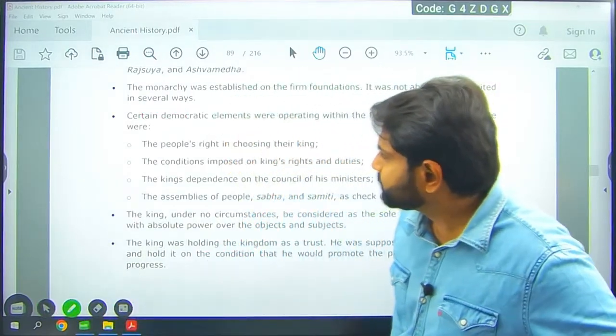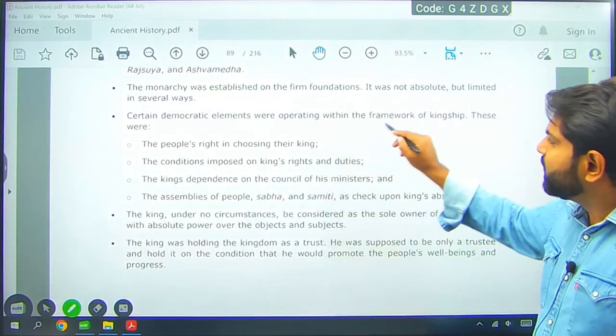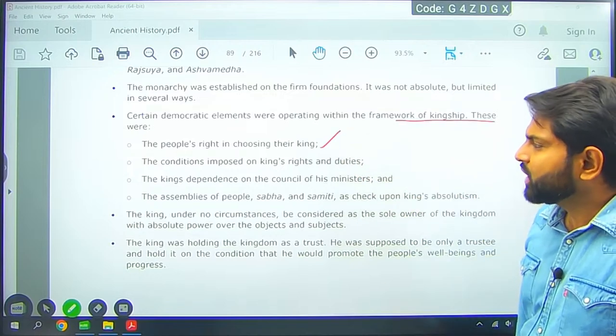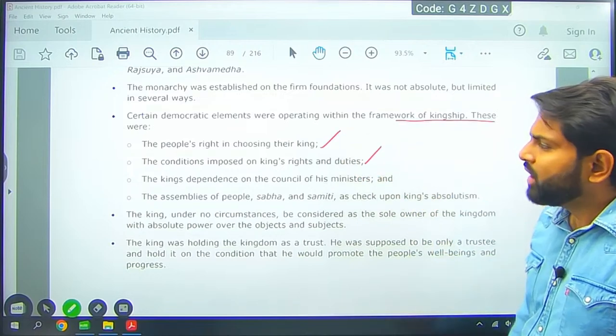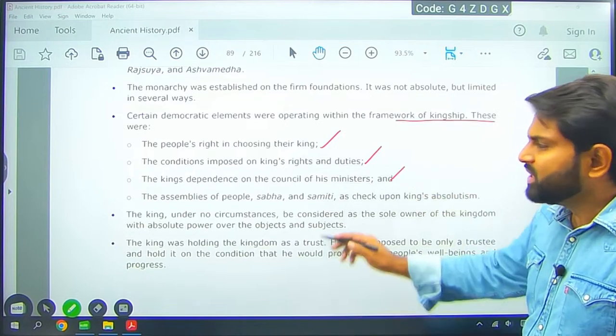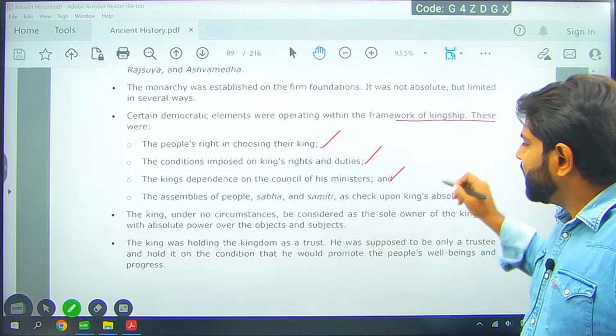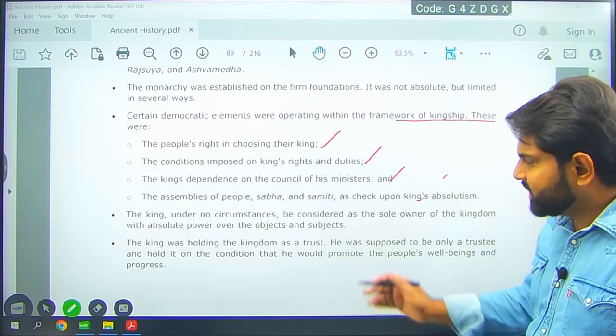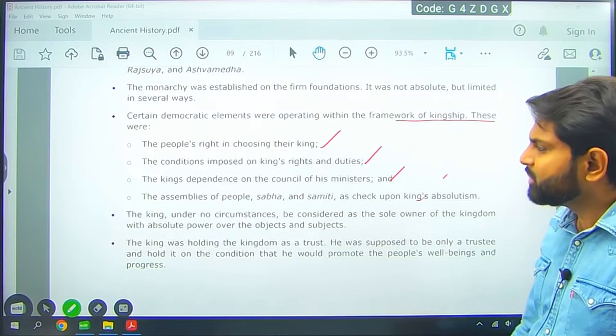Certainly, democratic elements were operating within the framework of kingship. For example, people had the right to choose their king. There were conditions imposed by the king's rights and duties, and the king's dependence on the council of ministers. Assemblies of people such as Sabha and Samiti were a check on the powers of the king. So there is a balance of power. There are checks and balances.